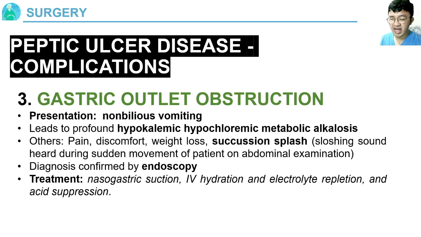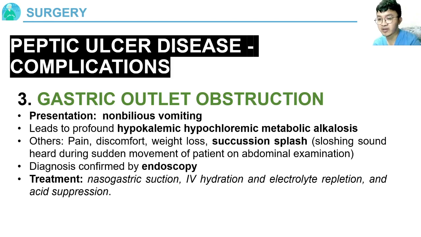gastric contents are high in hydrochloric acid. It's going to lose hydrogen and chloride. If it's going to lose hydrogen, you're going to have alkalosis. If you're going to lose chloride, it becomes hypochloremic. The potassium there just shifts along with the hypochloremia. So it's hypokalemic, hypochloremic, metabolic alkalosis.